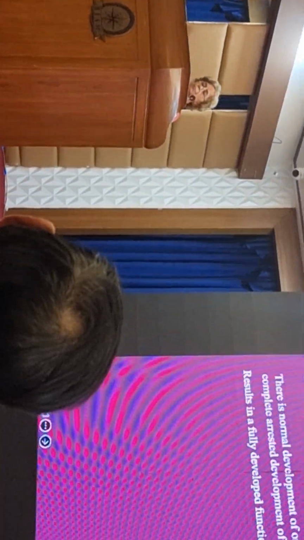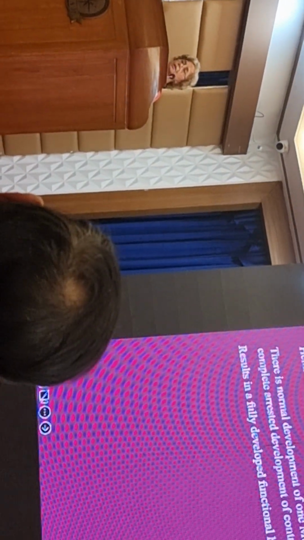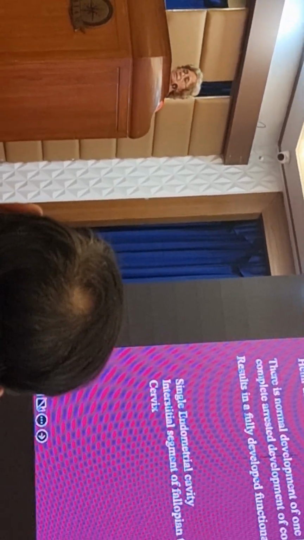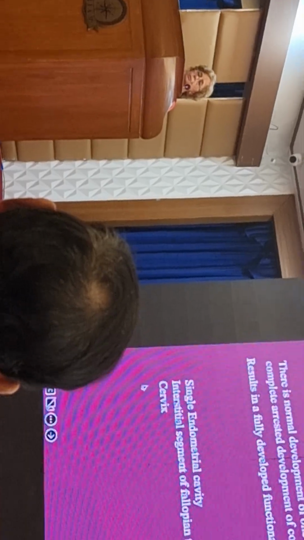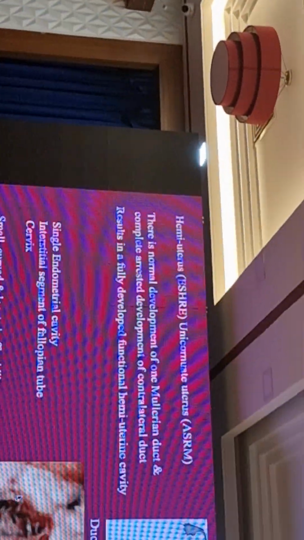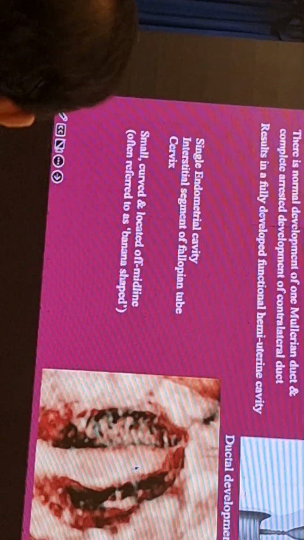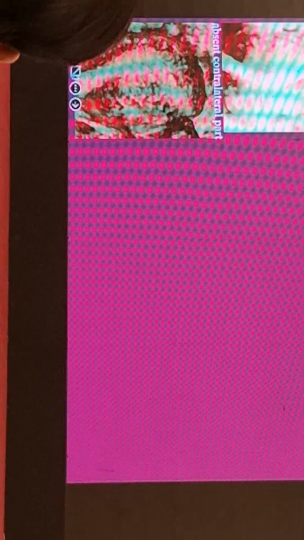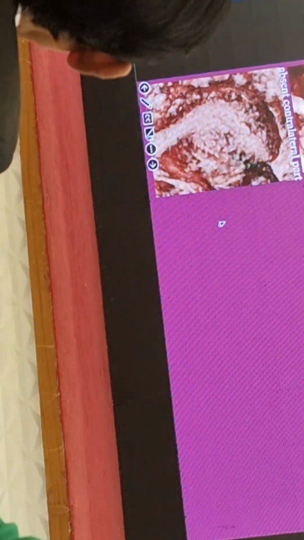Now, when we diagnose hemiuterus, there is normal development of one Müllerian duct and complete arrested development of the contralateral duct. This results in a fully developed functional hemiuterine cavity. There's a single endometrial cavity, a single interstitial segment of the fallopian tube, and a single cervix. Generally, these cavities are small. They may be located off midline. They have a banana-shaped appearance, and they may have no contralateral horn. That means there's one cavity, and no other contralateral horn is seen.